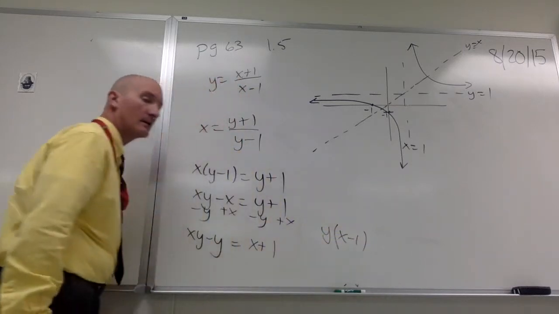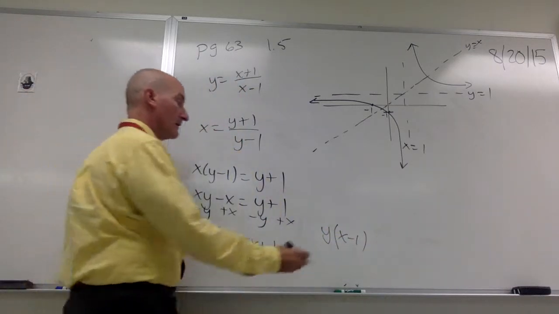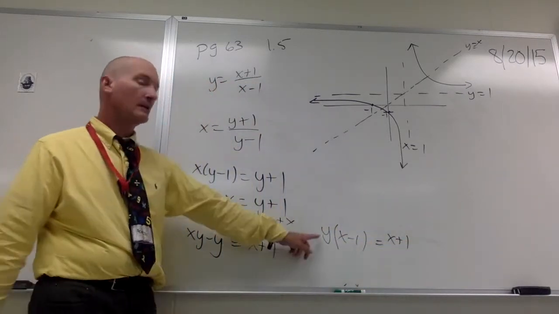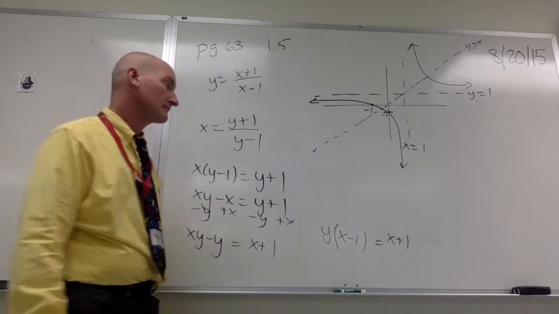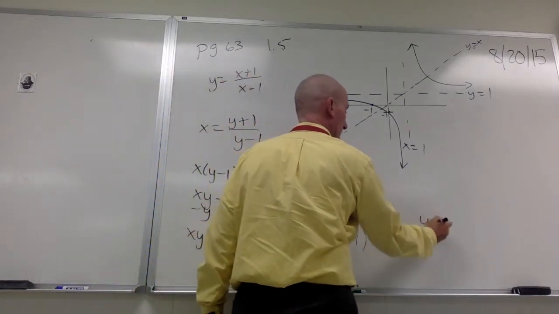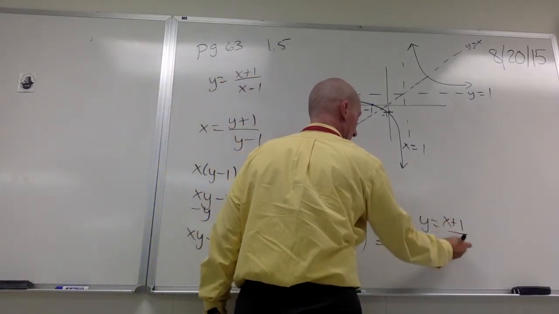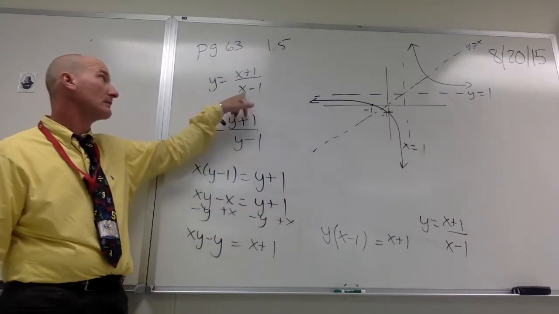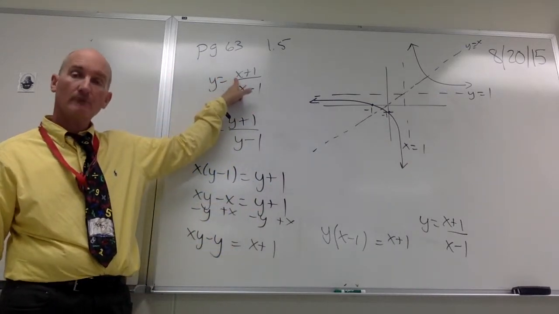So I get y times the quantity x minus 1 equals x plus 1, and then in this case, solve for this y. So I have y equals x plus 1 over x minus 1, which is what we started with. So in this case, we say that this function is its own inverse.